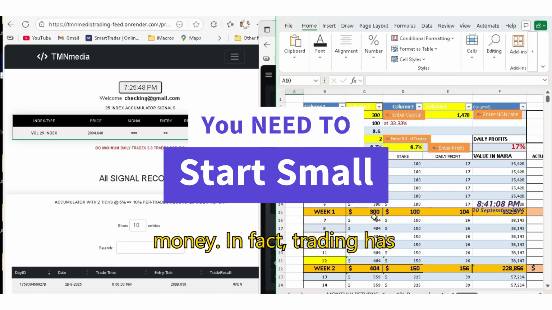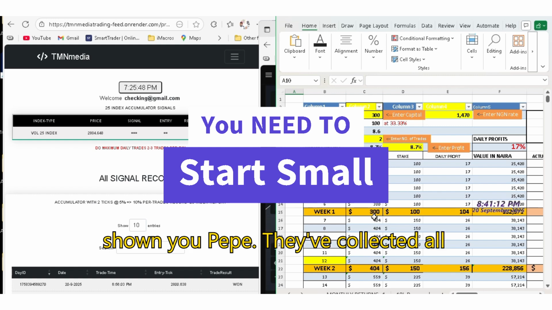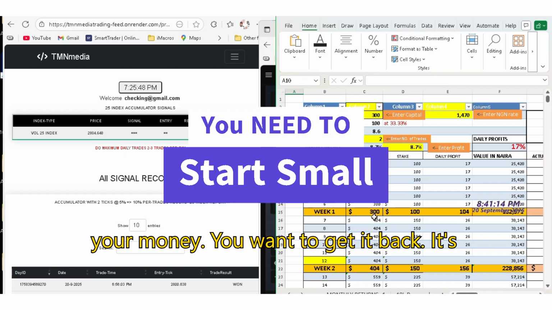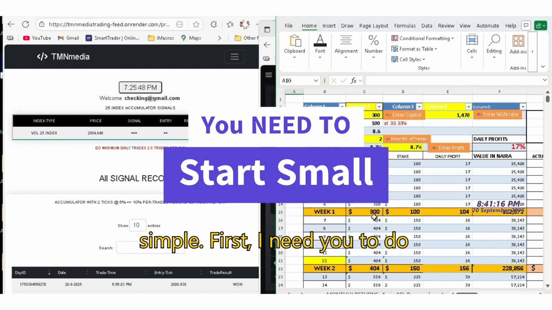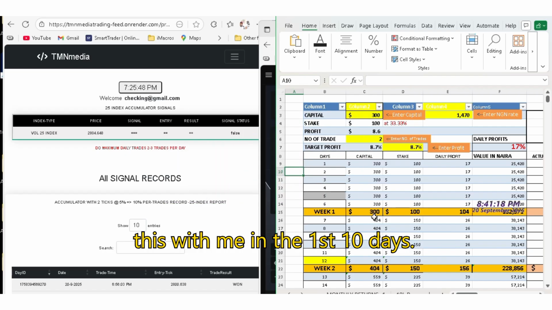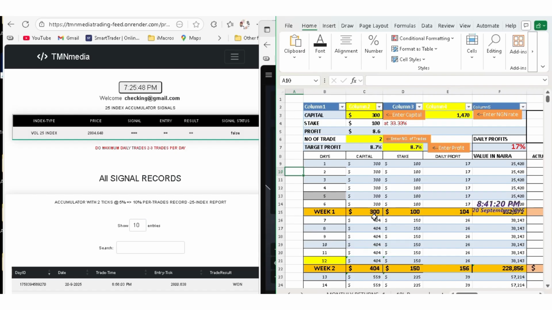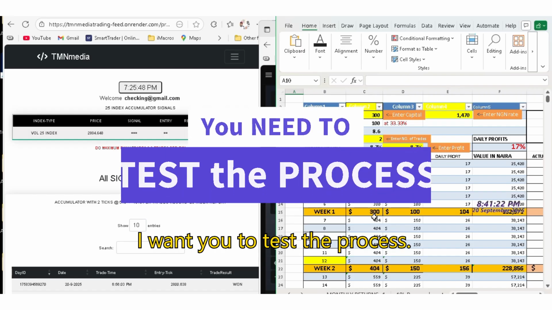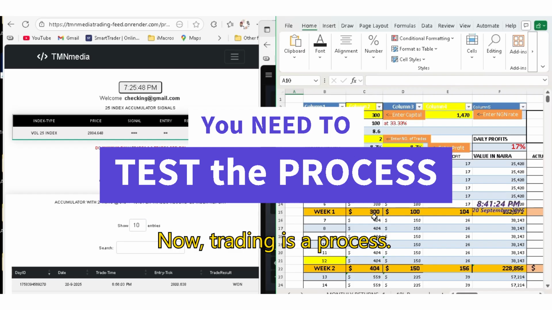You have lost money. In fact, trading has shown you pepper. They've collected all your money. You want to get it back. It's simple. First, I need you to do this with me. In the first 10 days, I want you to test the process. Now, trading is a process.